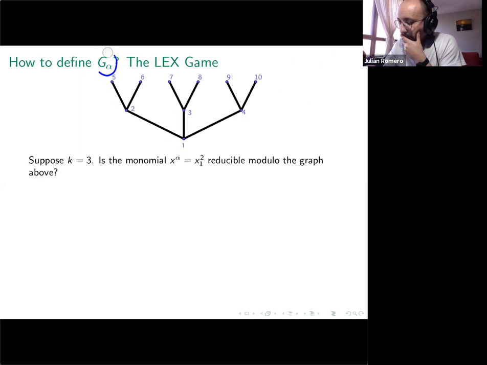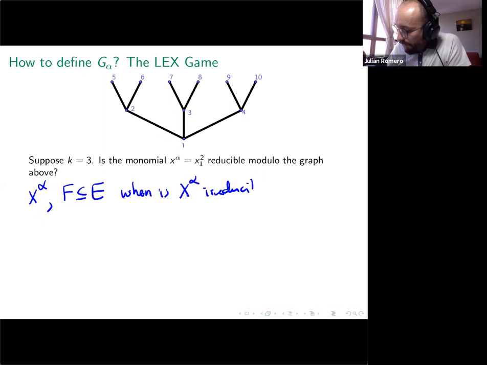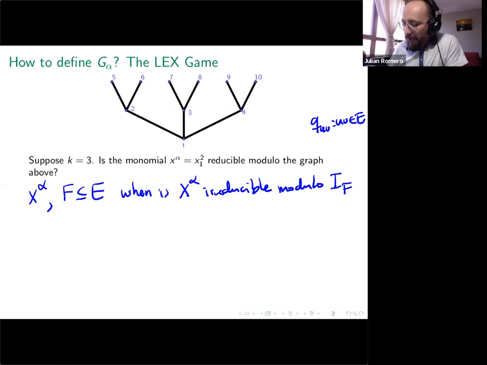And the inspiration goes as follows. I'm giving x to the alpha, and I'm giving a subset of edges of the graph. And then I want to ask, when is x to the alpha irreducible modulo the ideal generated by f, by the edges f? And by this, I mean the polynomials q, uv such that uv is in f, okay? This ideal. So I want to study that.